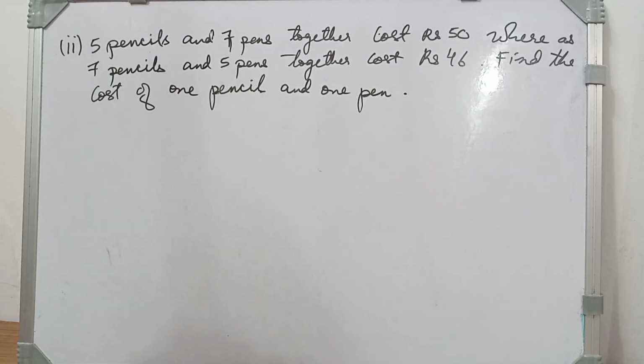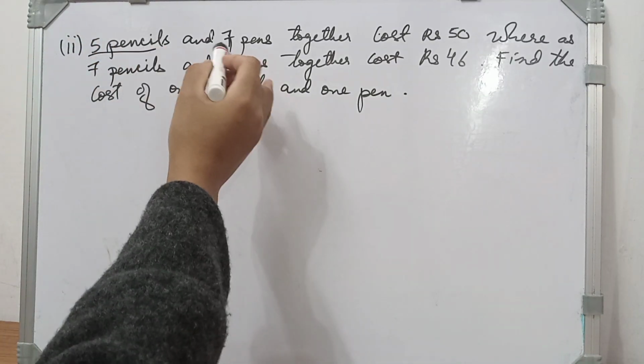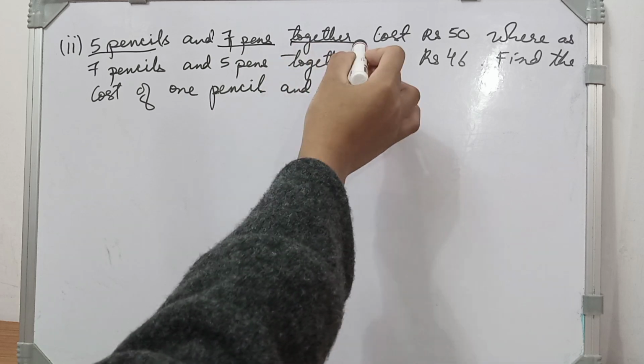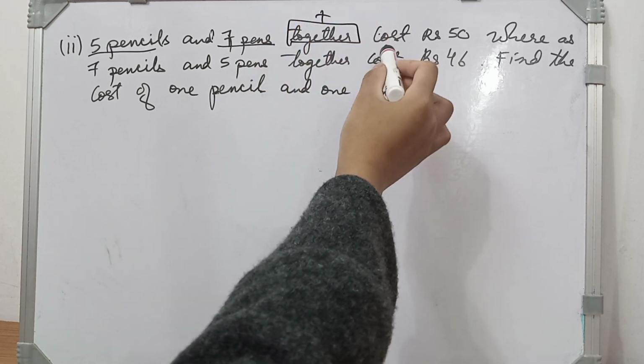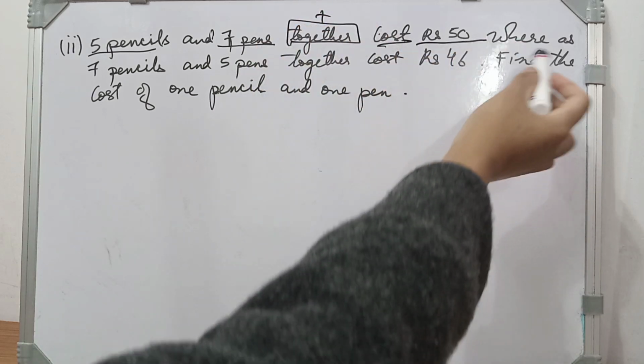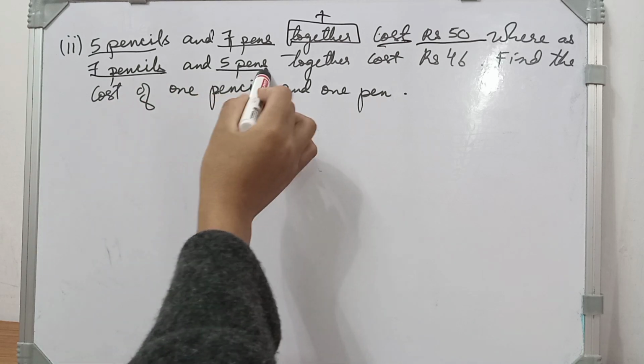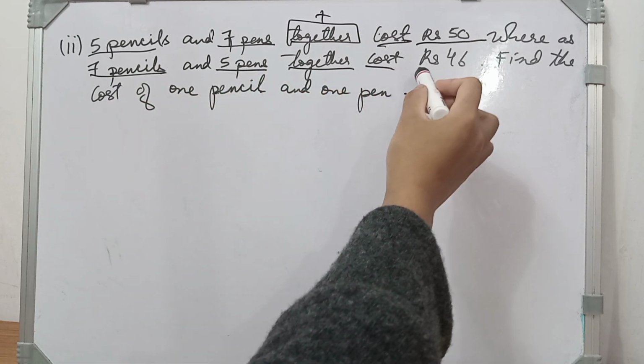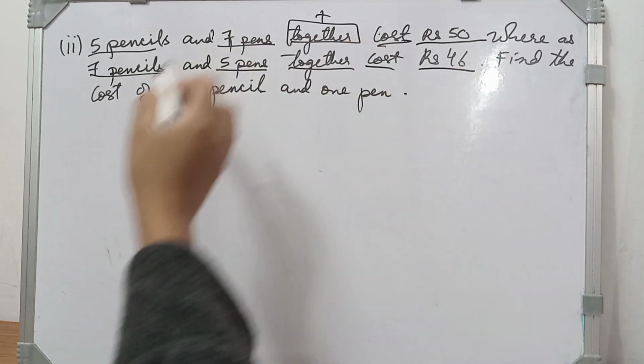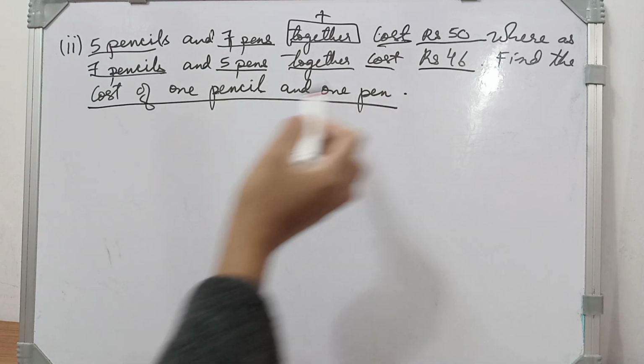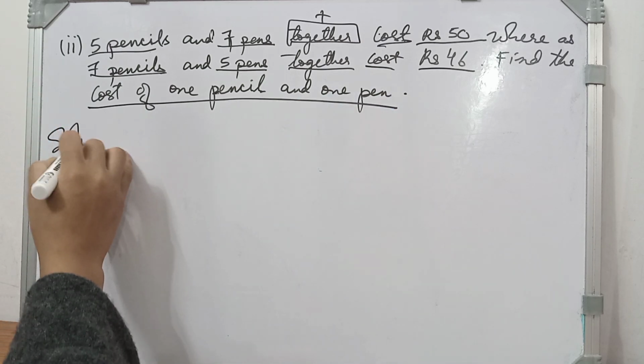Next question: 5 pencils and 7 pens together cost Rs 50, whereas 7 pencils and 5 pens together cost Rs 46. Find the cost of 1 pen and 1 pencil. So the solution.